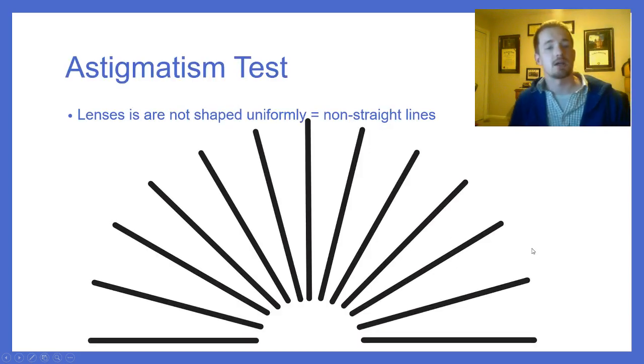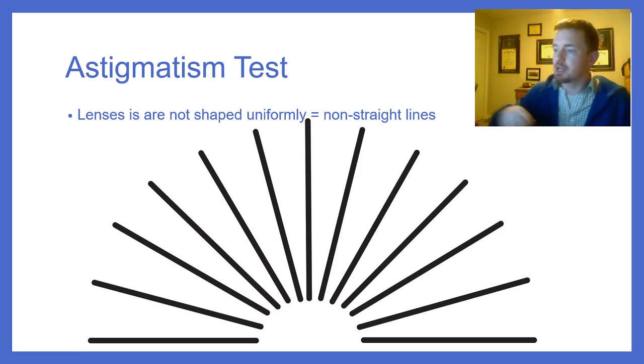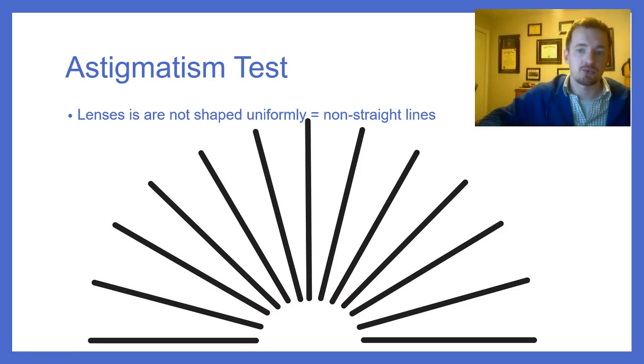Astigmatism is a little more complicated. If you have astigmatism, that means that your lens or your cornea is not shaped uniformly. There are some spots that are thicker than others. And so if you're looking right down here in the middle and not all of these lines appear to be straight, then that can be a problem with astigmatism. And so that's a whole other can of worms.